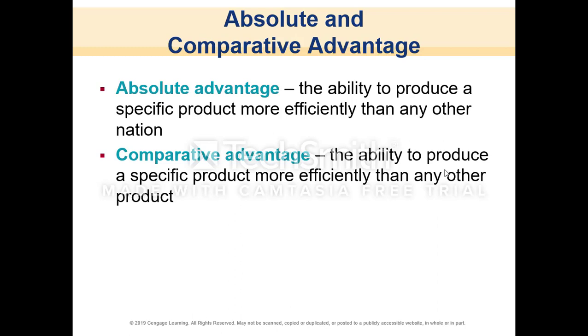However, my time is much better spent in managing than typing. So I have a comparative advantage in managing, meaning my time is more valuable spent managing than typing. So I have a comparative advantage in managing, but I have an absolute advantage in typing and managing. So that's just a little example that can maybe clear this up for you a little bit.